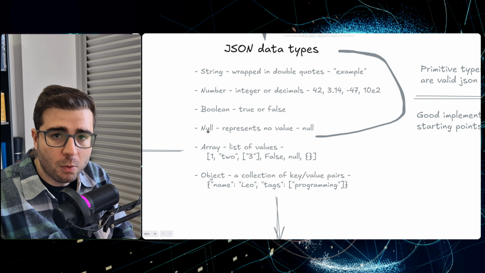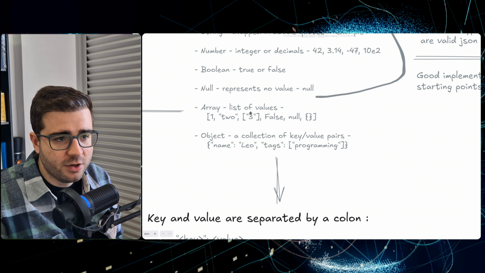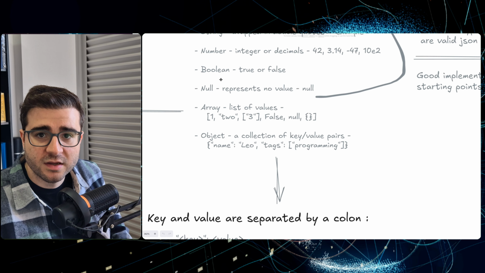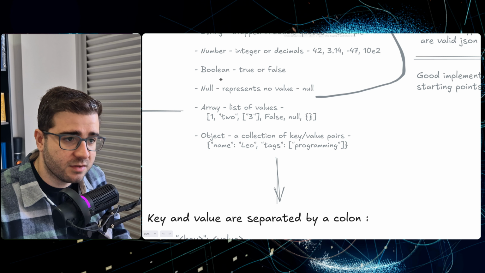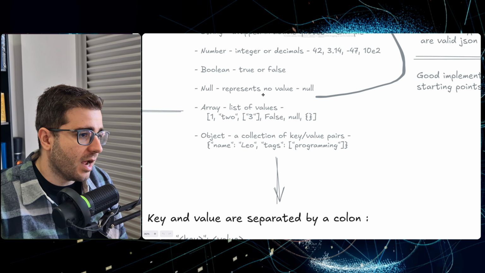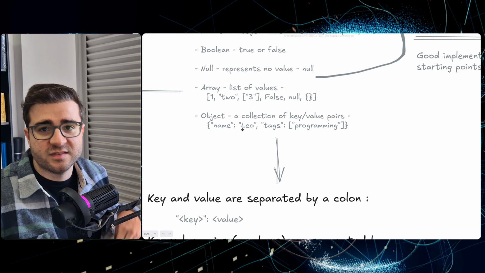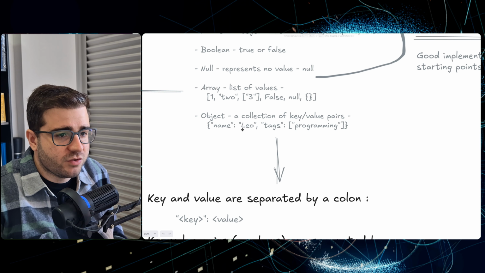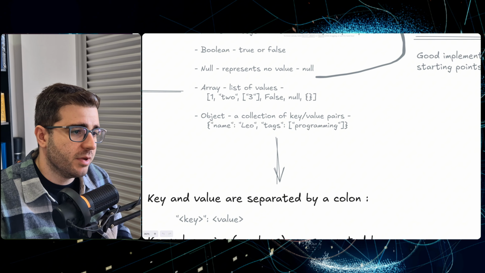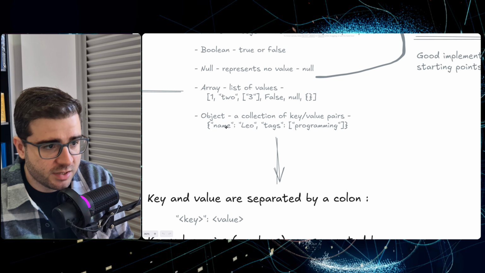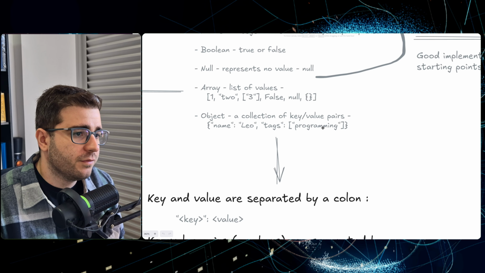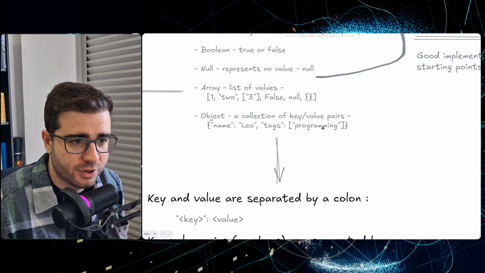And we have more complex types like the array, which is a list of different objects, which can be each one of the types, including another list. So we have this nested characteristic, and also an object, which is just a list of key-value pairs, what we can call a member as well. So for example, with this object, we have the name with the value Leo and the tags, which is a list of tags, and we only have the programming value.